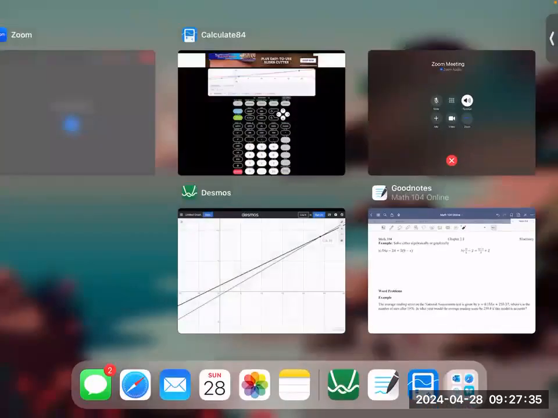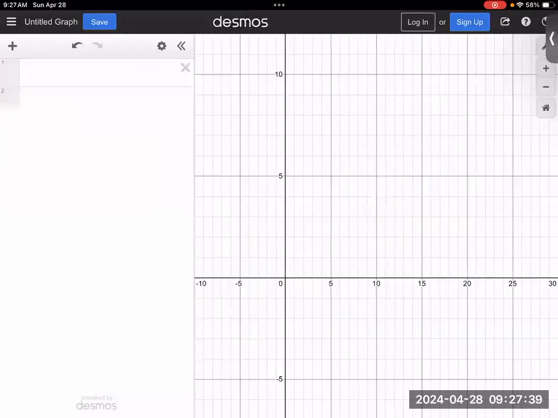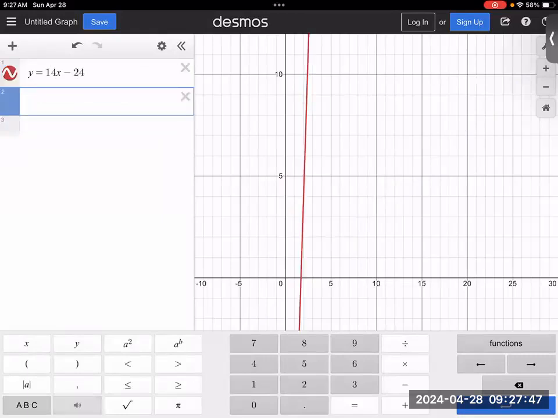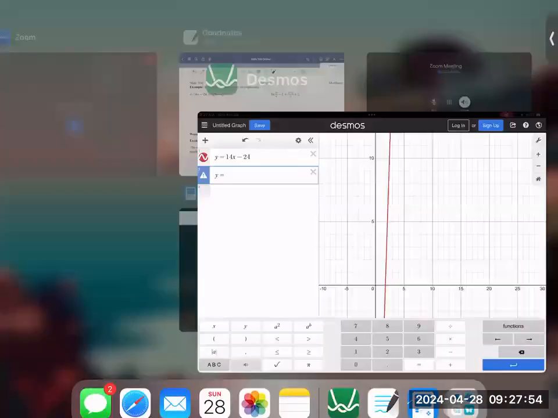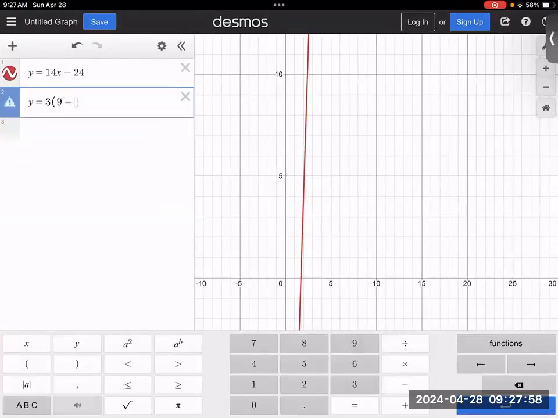Let's do it on here. Y equals 14x minus 24. And your next one, we said y equals, I want to say it was 9 or 3? 3. 3 parentheses 9 minus x.